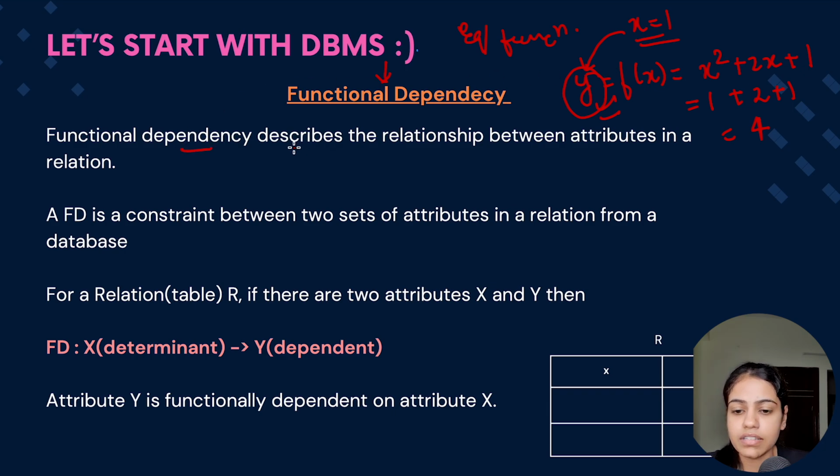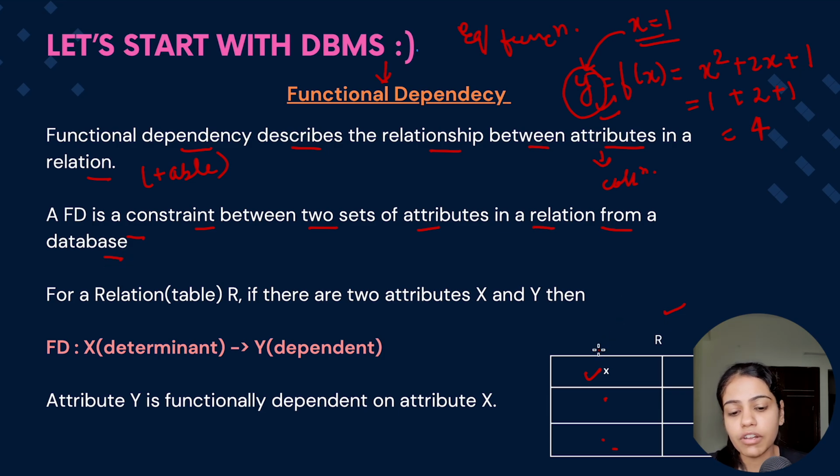Now, functional dependency describes the relationship between the attributes in a relation. Attributes you can say as columns and relations you can say as table. So, consider that the table name is R, or we can say it is a relation where we have two attributes x and y, we can say columns. So, if y is functionally dependent on x, it means if I know the value of x, I can determine or find the value of y. So a functional dependency is a constraint between two sets of attributes in a relation from a database.